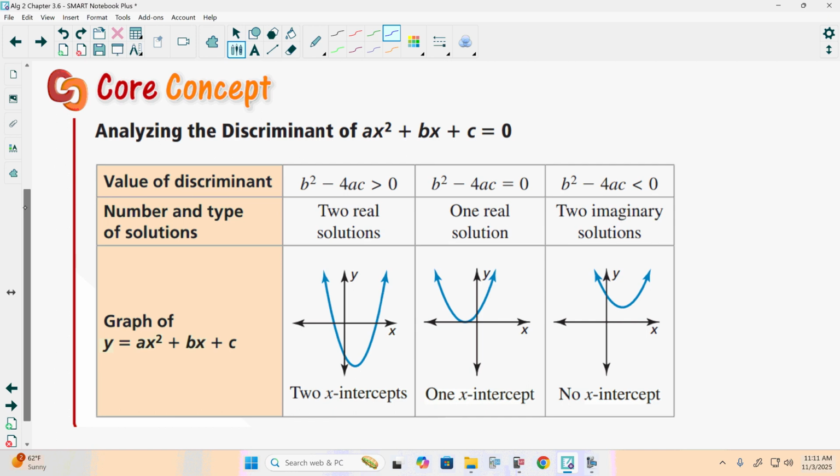So if b squared minus 4ac is greater than 0, we have two real solutions. If it's equal to 0, we have one real solution. If it's less than 0, we have two complex solutions.